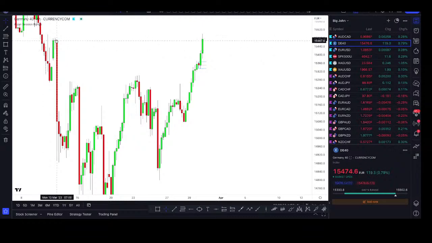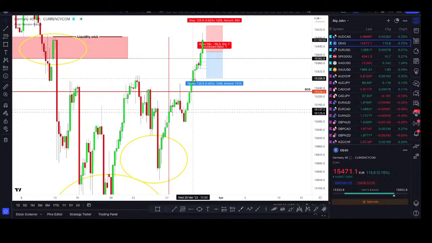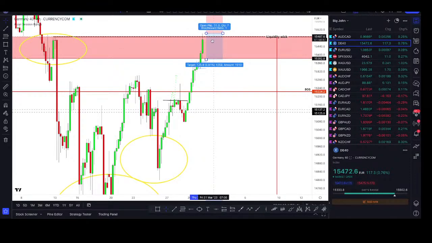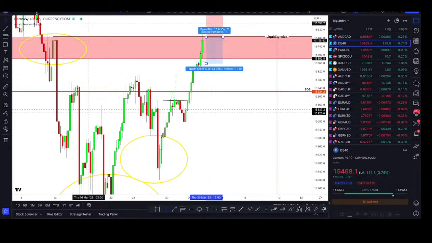Okay, so here's where the liquidity was, where I wanted price to go and grab. It has now grabbed that liquidity. So I'll definitely be looking for a setup on this on the next 15-minute break of structure, back down. I'm just waiting for the 15-minute break of structure.